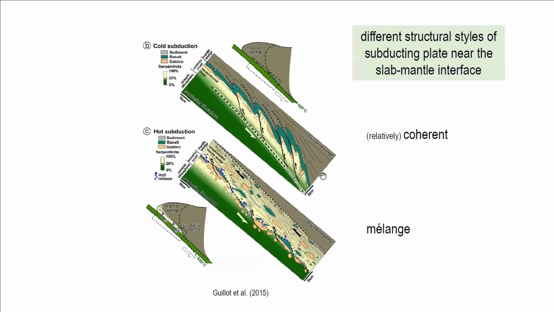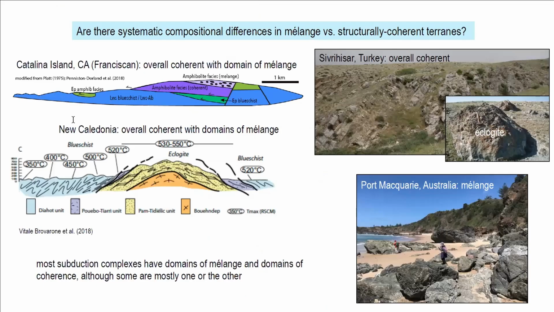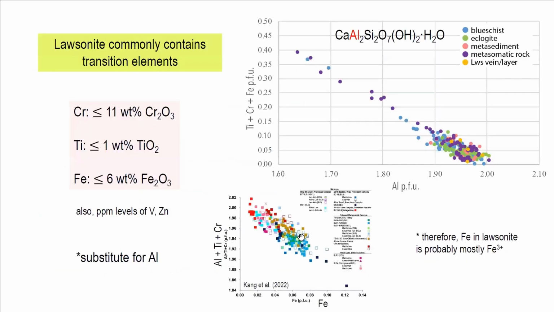And just, I mentioned the field setting, and so just to give a picture for that, this would be structurally more coherent, this would be melange, and this is, I think, a complicated question because many subduction complexes contain elements of both. Some are pretty much just one, but you sort of need to know where you are. Lawsonite occurs in both types of settings.